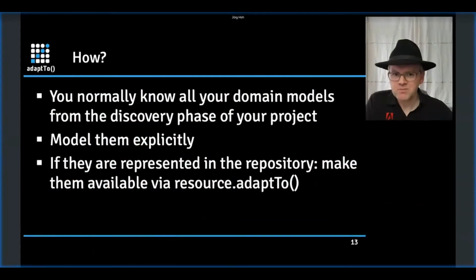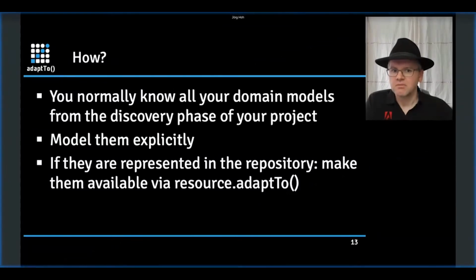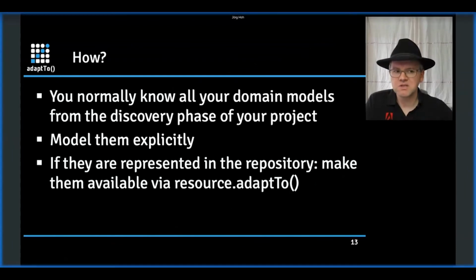So how do you model all these abstractions? Because as I said, we have only pages and assets, and these are just the building blocks and the fundamental pieces of a website. But in normally all cases, you know the domain models already because you encounter them during the discovery phase of the project. And instead of just using them as a way to describe a feature or a concept, model them explicitly in your code as well.